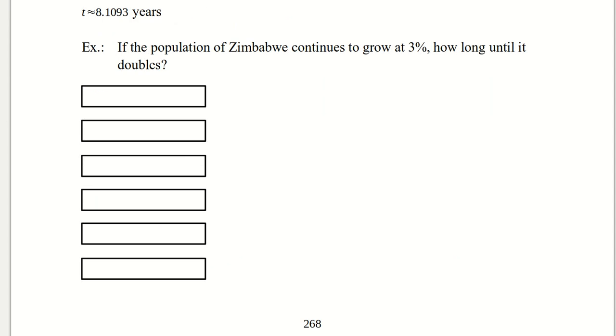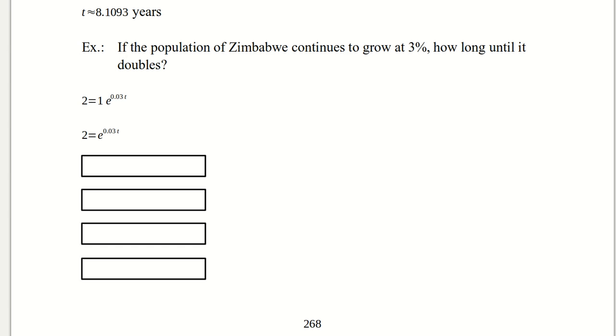It says the population of Zimbabwe has been growing at 3%. It says if the population continues to grow at that 3%, how long until it doubles? So we're going to use that exponential formula. We're going to say that for every Zimbabwean there is today, we're interested in how long it will take for there to be 2. So for whatever the population of Zimbabwe is today, we're interested in figuring out when it doubles. So we don't need to show that 1, and we can write it without it.